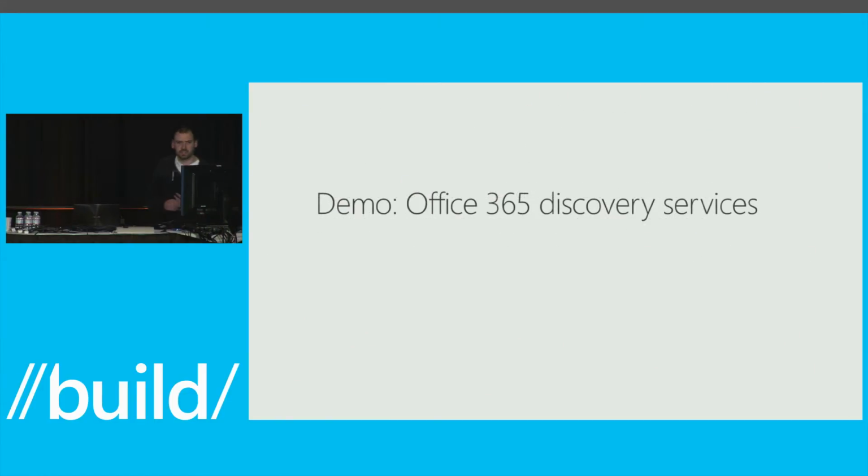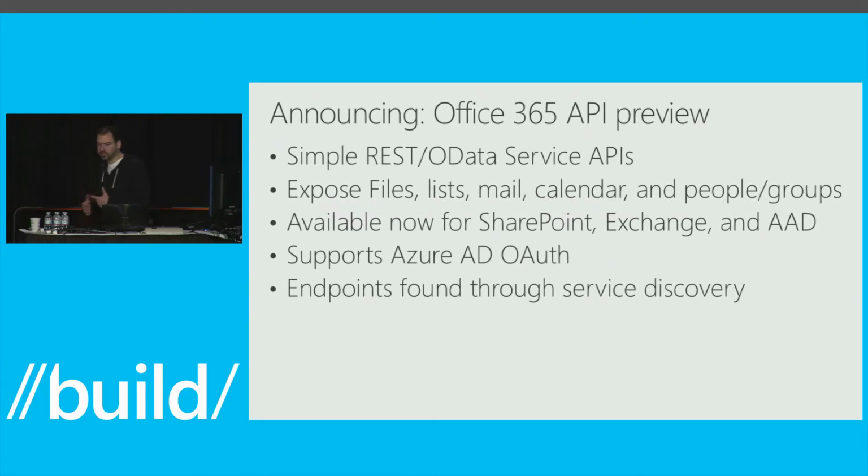So that was Office 365 Discovery Services. So now we have authentication, and we have the ability to discover the right URLs. But today we have a very different story for interacting with the services across all these different platforms. So we have another preview, which is the Office 365 API preview. And this is a set of REST services across Office 365 services, SharePoint, Exchange, Azure Active Directory. That's a very simple, consistent set of REST APIs. They're OData compliant if you want to use an OData client, or just REST if that's all you care about.